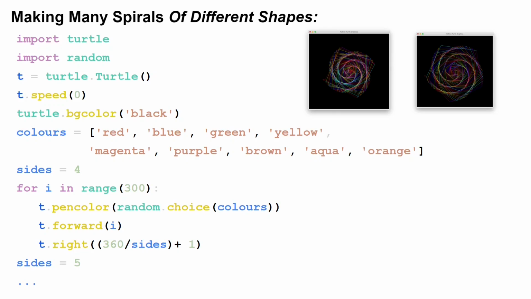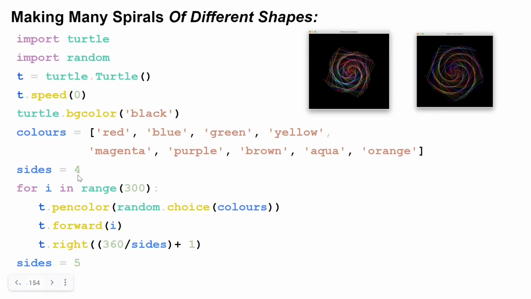So each time it goes forward, I will increase, and then the spiral will get bigger and bigger. And then I type t.right, and then I type 360, which is the amount of degrees in a full turn, divided by sides, which we store as a variable, and we can always change this. And then outside extra brackets, I type +1. So +1 basically means it won't make a straight turn.